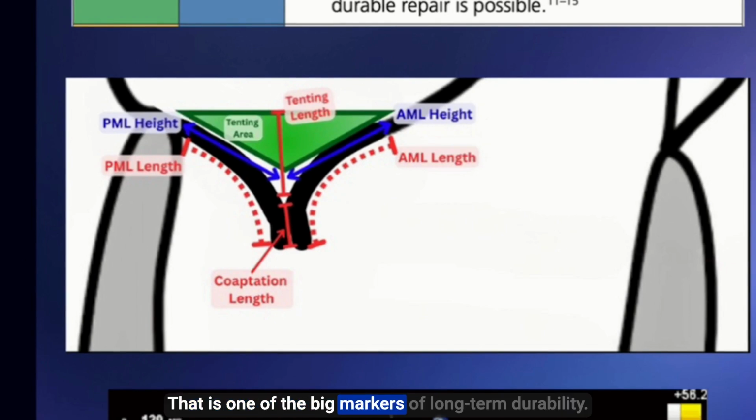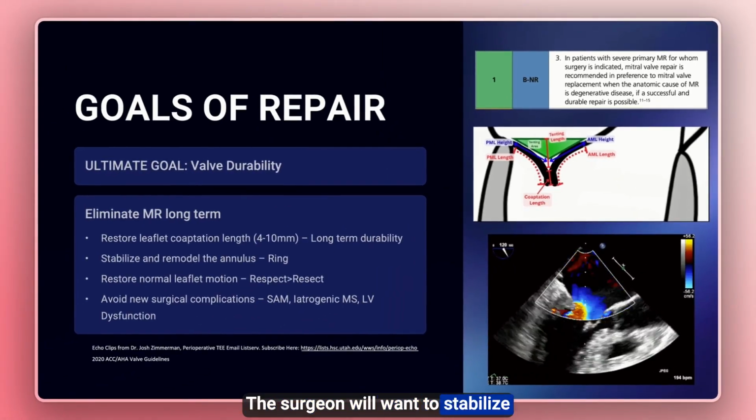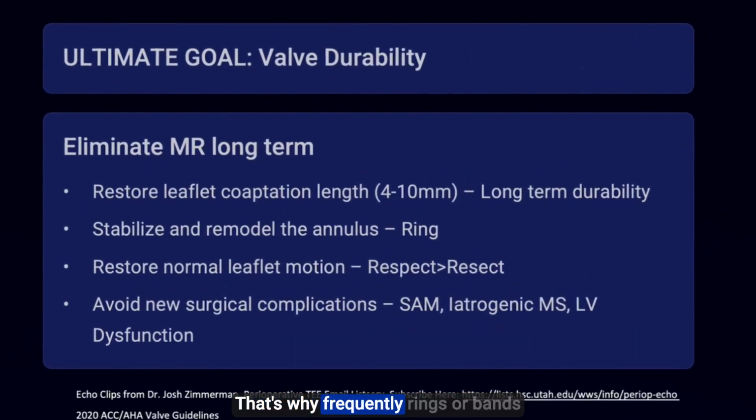That is one of the big markers of long-term durability. 8 to 10 millimeters is even better. The surgeon will want to stabilize and remodel the annulus. That's why frequently rings or bands are used at the time of valvular surgery.